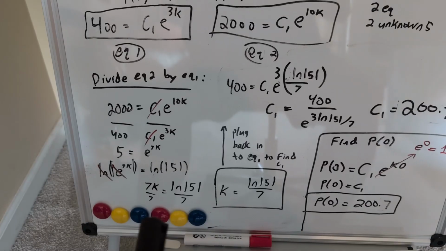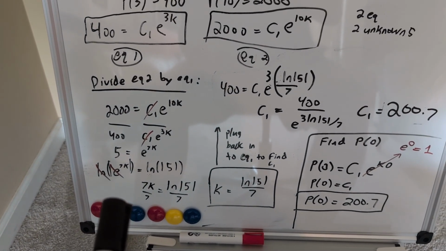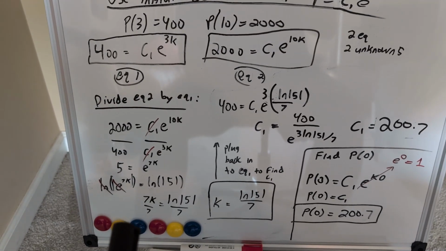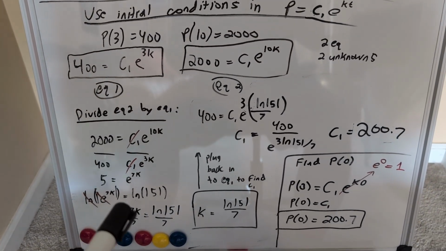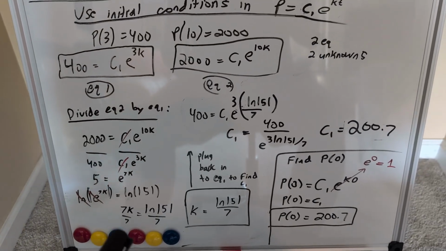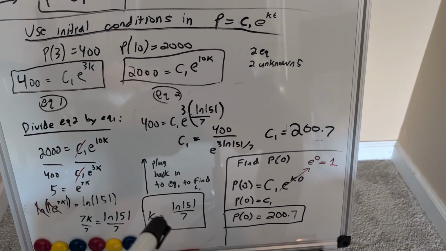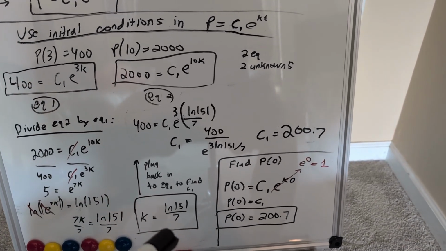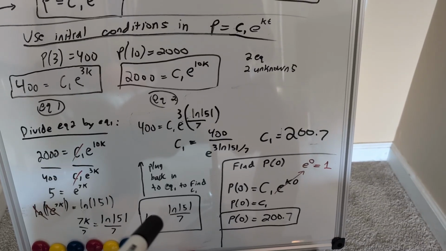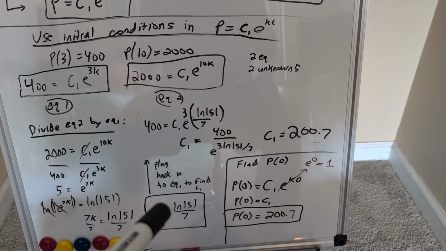Now we can solve for k pretty easily. We take the ln of both sides to cancel out the e. Left with 7K equals ln of 5. Simply divide both sides by 7, and we get our k value. This is a number, but I'll leave it in this form just for the sake of precision. Now we must plug this back into equation 1 to find C1.